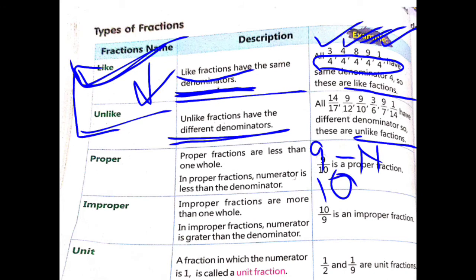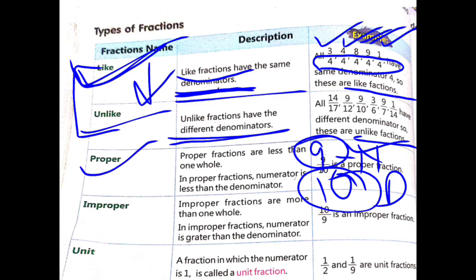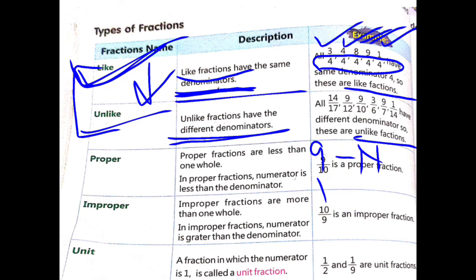You know very well 10 is greater and 9 is less. So numerator is less than the denominator. Then you can say the particular fraction is proper fraction. Now come to the next topic, that is improper fraction. How can you say that a given fraction is proper or improper? By just observing their denominator and numerator values.